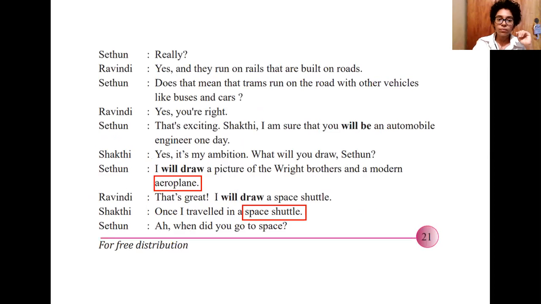So then Setun says, "Really?" Ravindi says, "Yes. And they run on rails that are built on roads."